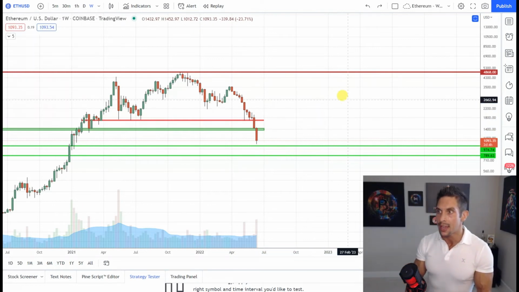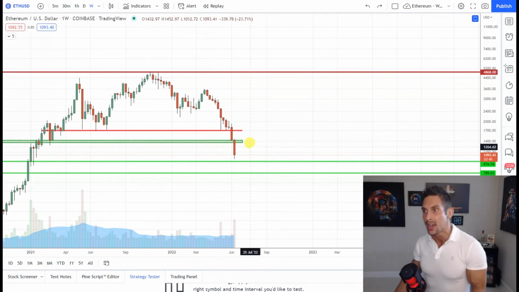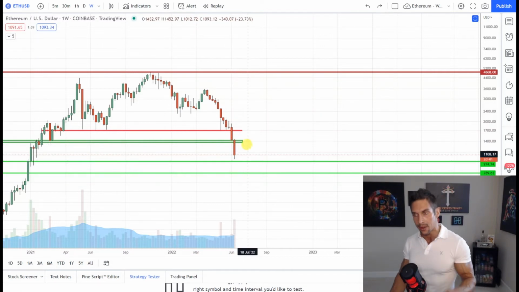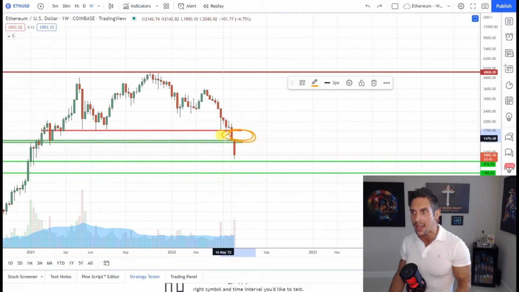Now, what about key areas of resistance? Well, this prior all-time high region was an area of support. It's now resistance. This really should be red. So around $1,400, right around $1,400, that's going to be our first key area of resistance. The next key area I have drawn here is around $1,700. So everything in between this zone of 1,300 to 1,700, this is going to be major resistance.